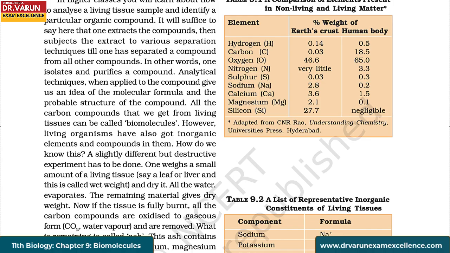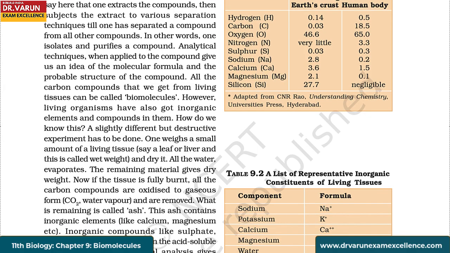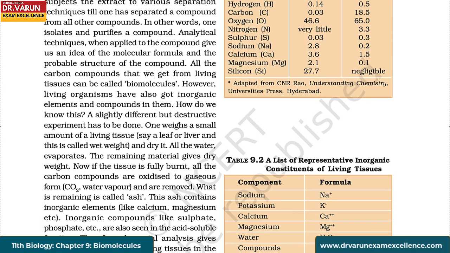However, living organisms have also got inorganic elements and compounds in them. How do we know this? A slightly different but destructive experiment has to be done. One weighs a small amount of a living tissue, say a leaf or liver, and this is called wet weight, and dries it. All the water evaporates. The remaining material gives dry weight.